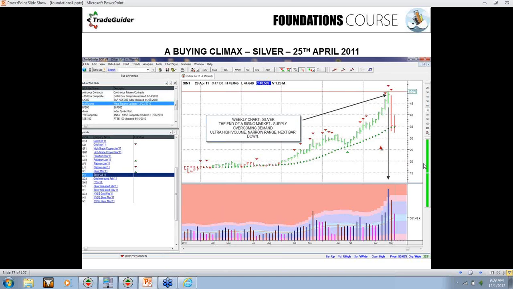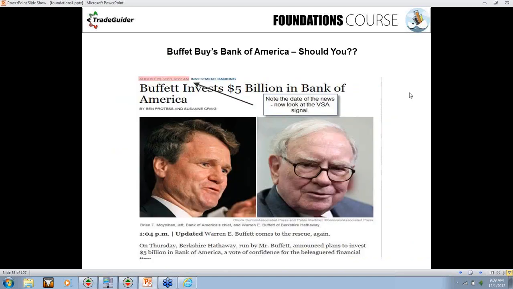Another example. Now this is an upthrust. Here's how, again, news affects people. Warren Buffett is one of the greatest investors in the world. Obviously, he's the smart money, isn't he? He's a very clever guy, very shrewd. Buffett invests $5 billion in Bank of America. That was on August the 25th of 2011.